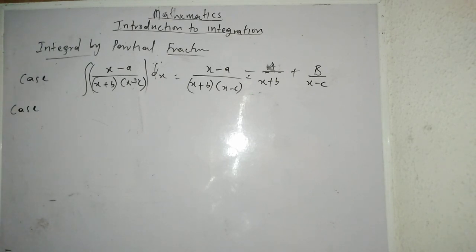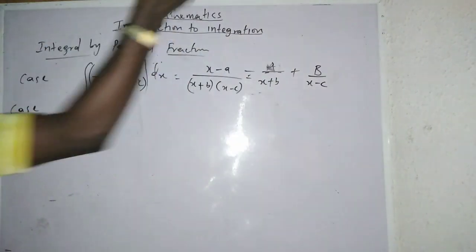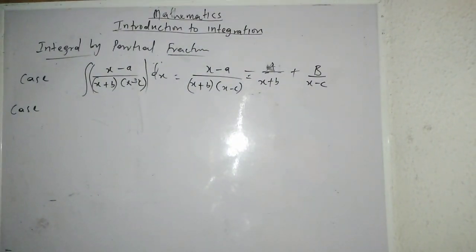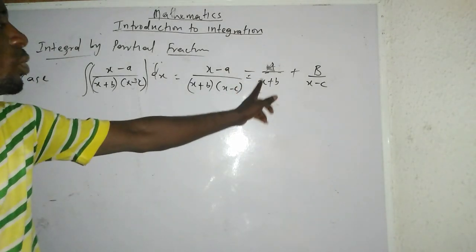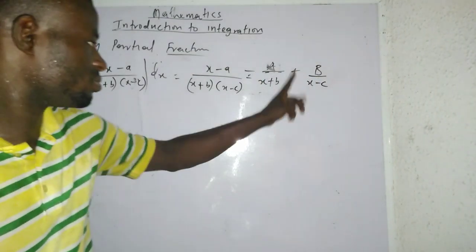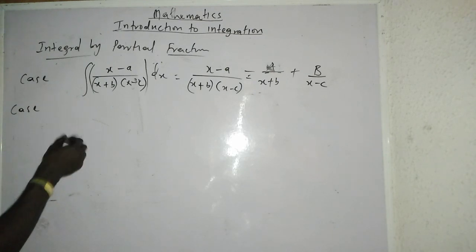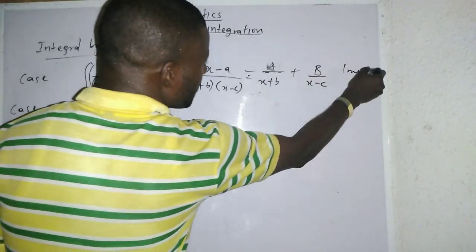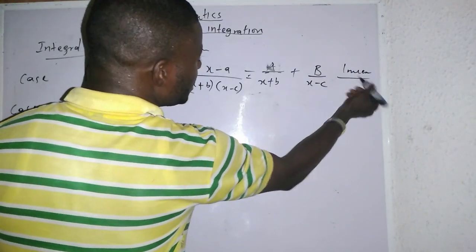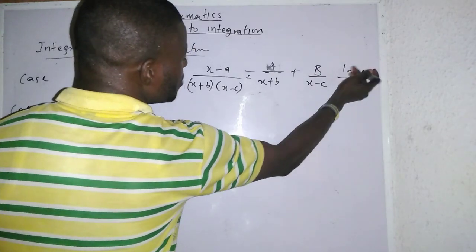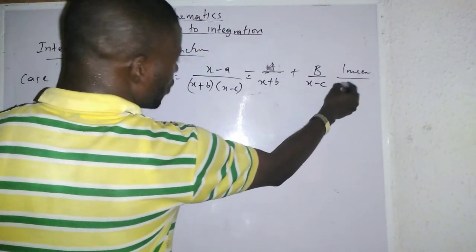Now, the partial fraction must be linear, which is normal. We have 3 types of fractions: we have a proper fraction, an improper fraction, and a mixed fraction. This one is a very good example of a proper fraction. But if the case is now an improper fraction, that is just like linear all over linear, okay, let me use linear all over quadratic.